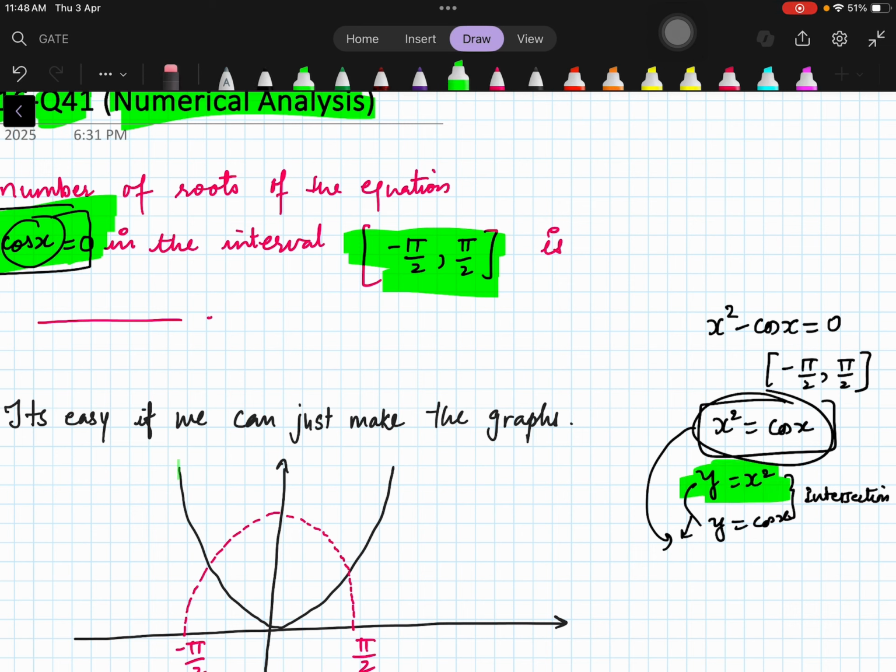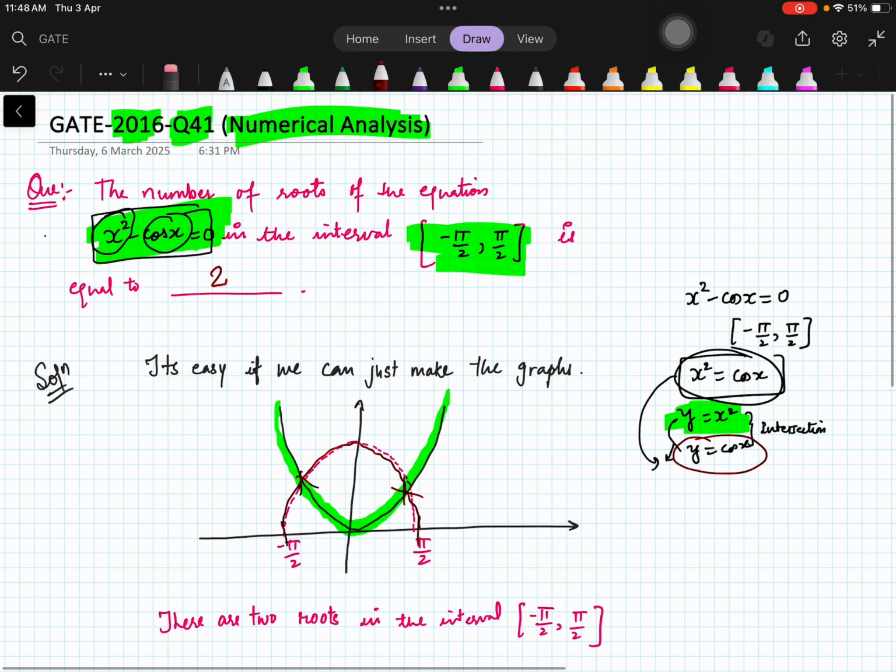looks like. This is a parabola. In fact, it is an upward parabola. So we can make it like this. And then we also know what the graph of y is equal to cos x is. That is something like this, right? And you can see very easily from minus pi by 2 to pi by 2, these two graphs are meeting at 2 points. So there are exactly two roots of this particular equation in the interval minus pi by 2 to pi by 2.